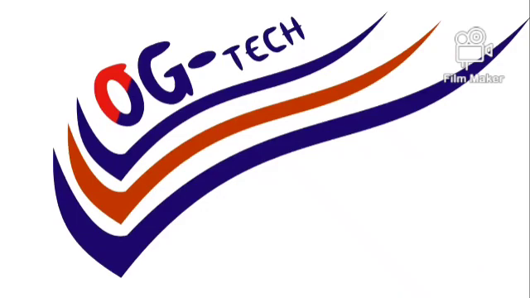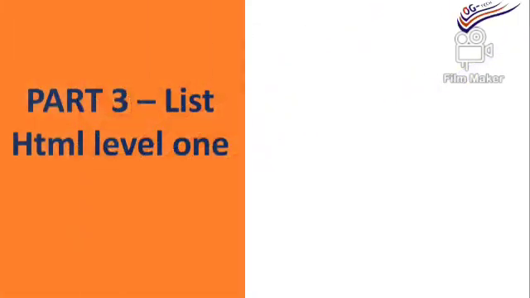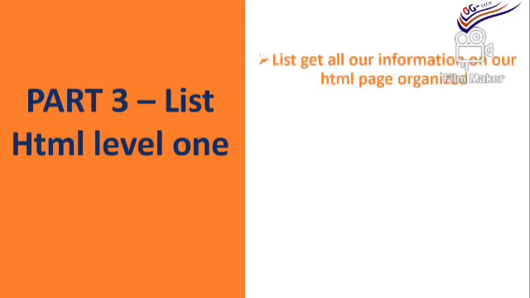Welcome back, everyone. Welcome to part 3 of our HTML course, level 1. In today's lecture, we're talking about lists. Lists get all our information on our HTML page organized. If you want to organize your work, make your work numbered or add bullets to it, make use of lists.